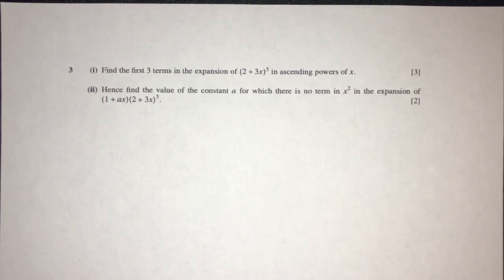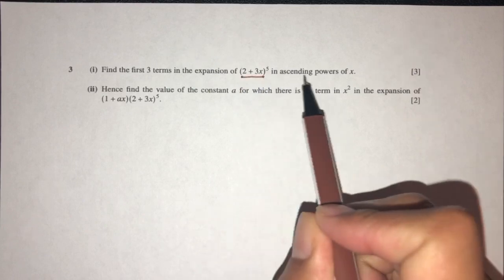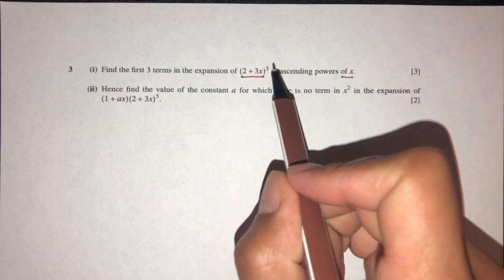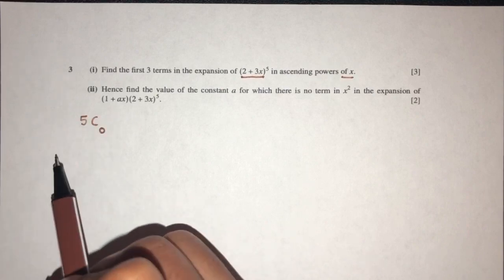Let's move on to the next question. So here we have to find the first three terms in this expansion in ascending powers of x. So pretty easy. The first term will be, here we have power 5, we're at 5 choose 0, that's the first term.